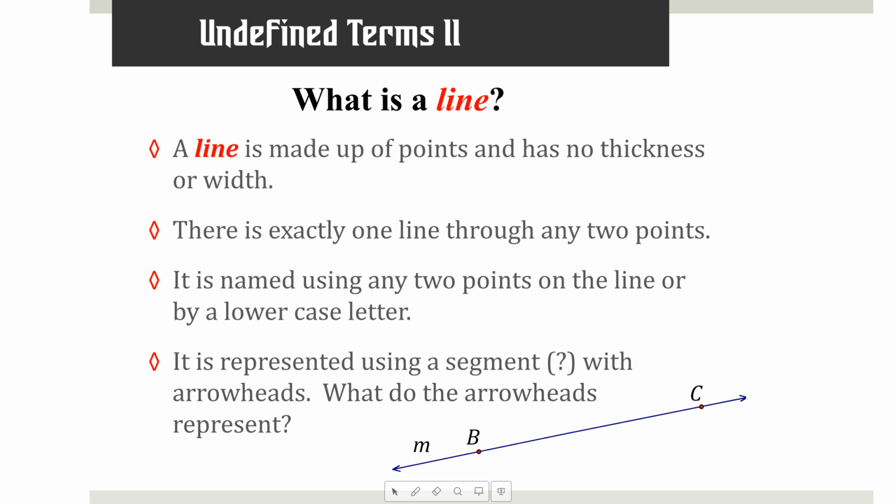Gee, what do the arrowheads mean? It's infinite. It goes on forever and ever and ever. That's not a line, that's a representation of a line, because we can't draw something that goes on forever.